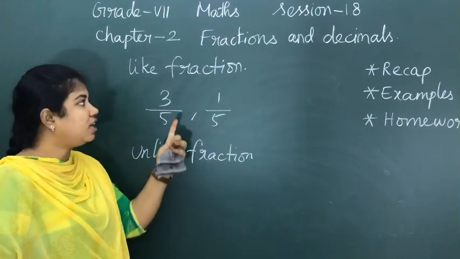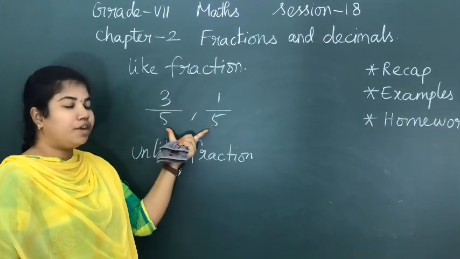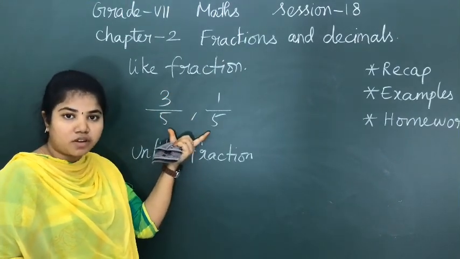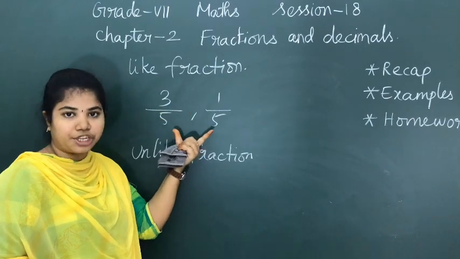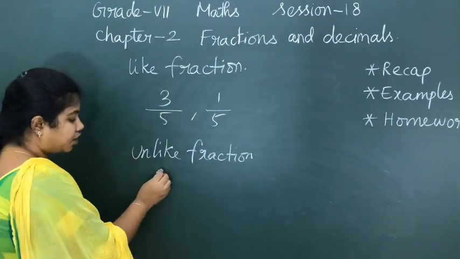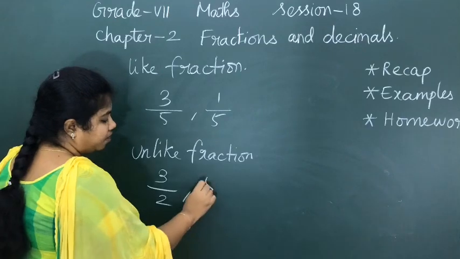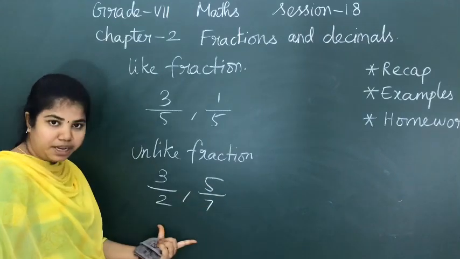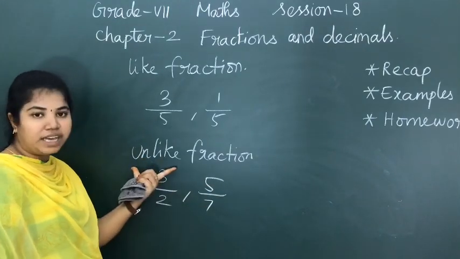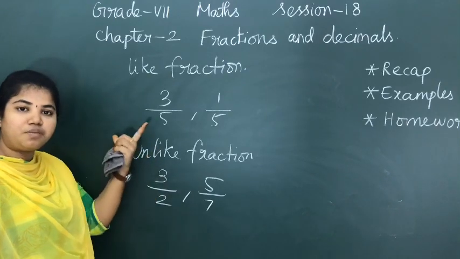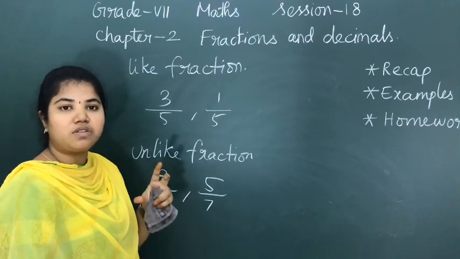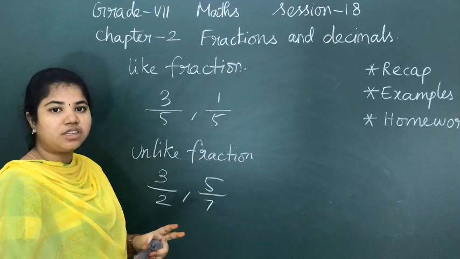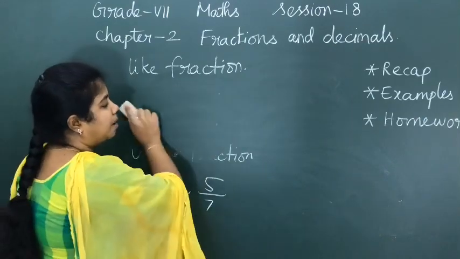Okay, can you understand? So like fraction, in the given fractions, if the denominators are same, then it is like fraction. In the given fractions, if the denominators are not same, then it is unlike fraction. Can you understand the difference between like and unlike fraction? So this is the types of fractions. Now let us move on to the example sum.